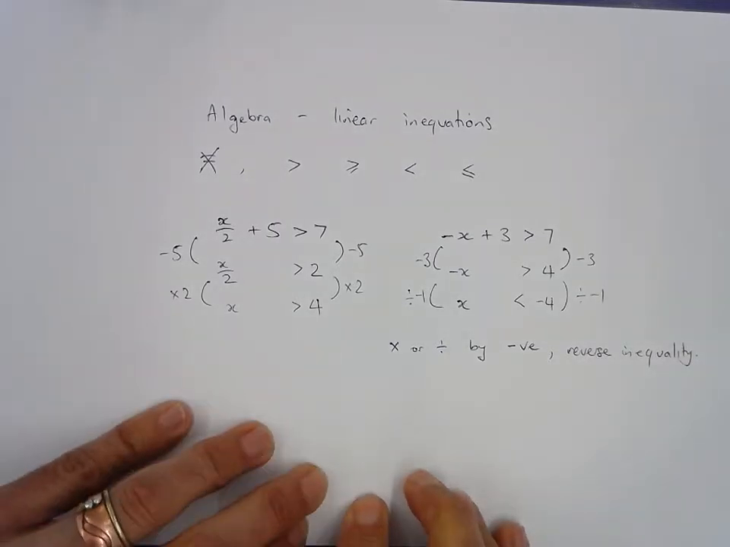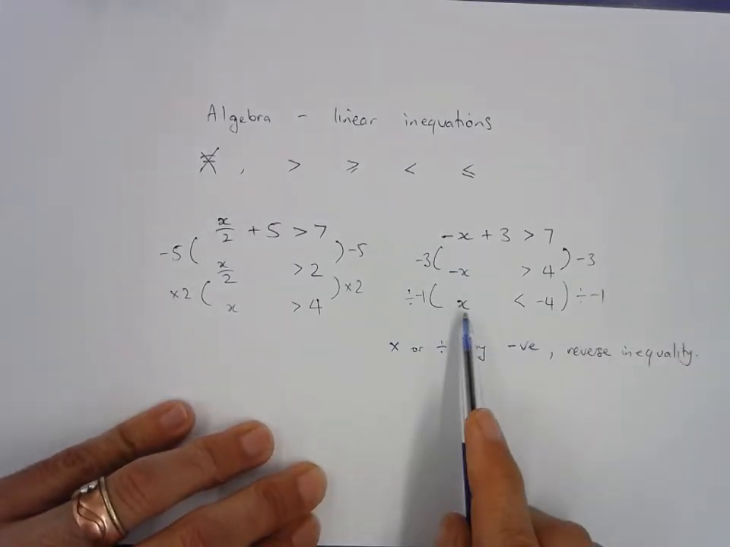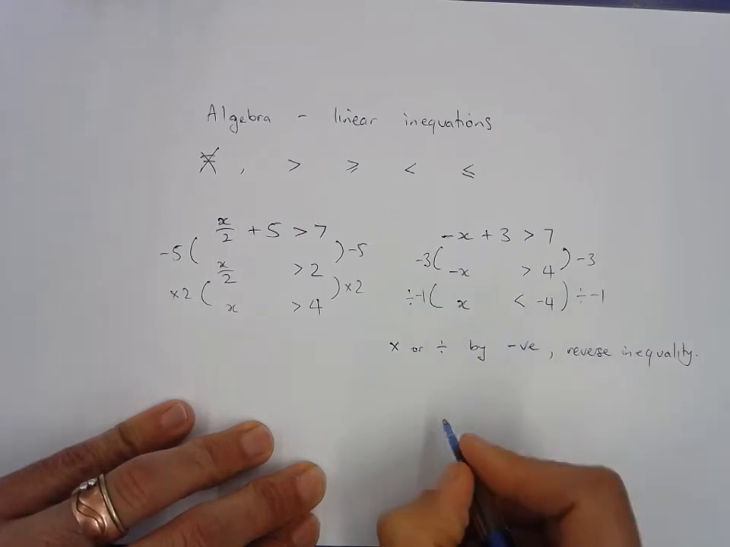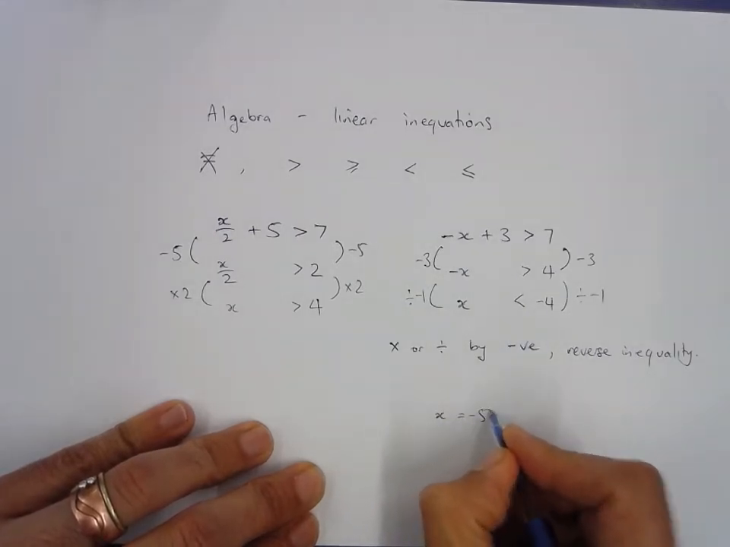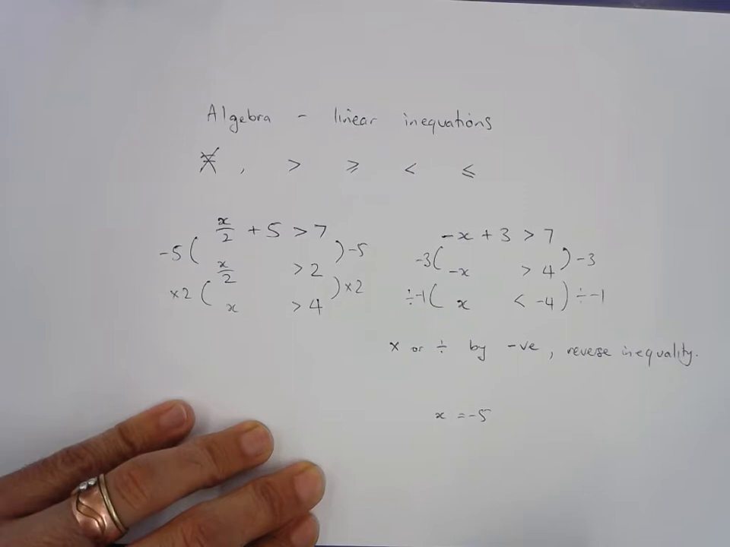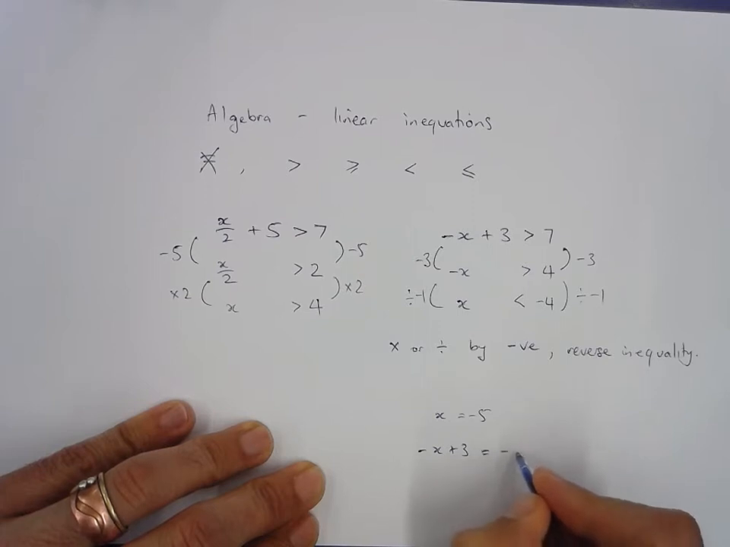Why do we do this? Well, let's look at it. If x is less than negative 4, x could be, let's take x to be negative 5. That's less than negative 4. Negative x plus 3 in this case equals the negative of negative 5 plus 3, which is 5 plus 3 being 8, which is greater than 7.